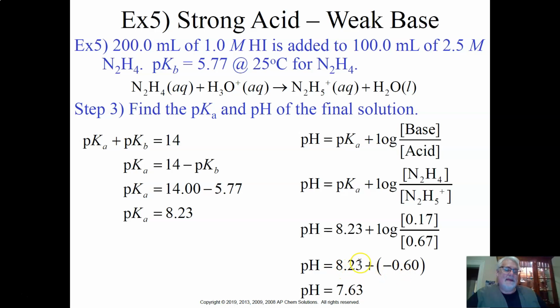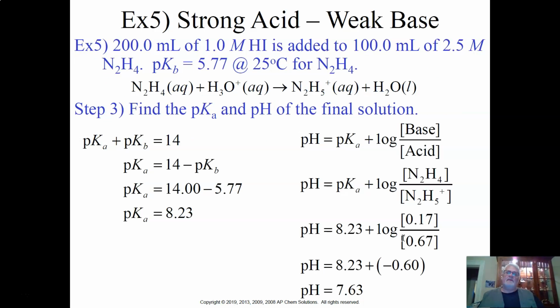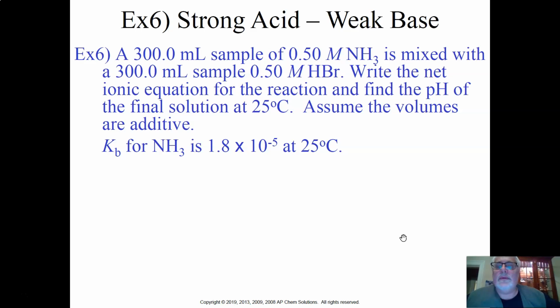And again, it always can be real close, just kind of a small adjustment, plus a negative 0.60 after you do the math on that guy, and 2 places to the right, 7.63. Make sure you get all that. All right. Now, that was example 5. We're now going to example 6.